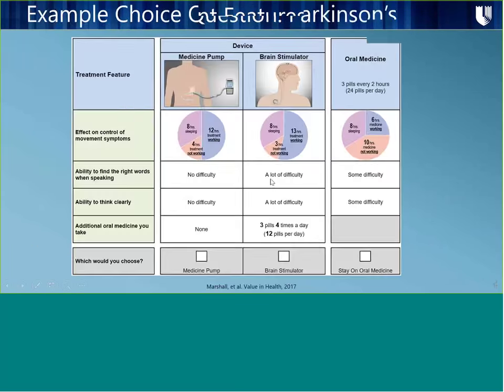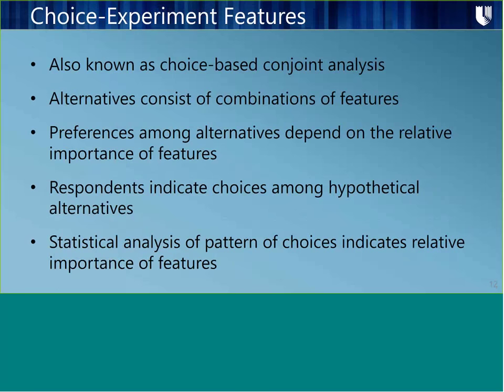Discrete choice experiments are also known as choice-based conjoint analysis. It's just a type of conjoint analysis that focuses on choices to elicit patient preferences. Conjoint analysis, for those who don't know what that method stands for, is basically the idea that you can evaluate the value of a particular product based on the value of their components.